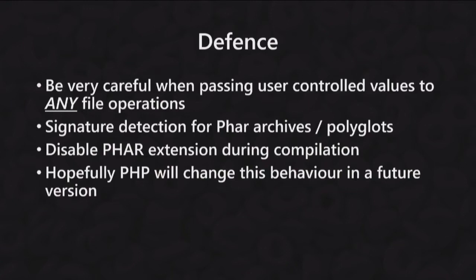I did let PHP know about this a couple of months ago, and I haven't heard back, but I'm hoping in the long term that they'll change the behavior, because there isn't really any reason to unserialize that data at that point. It's a feature that's supposed to be there, that you can have metadata in these archives, but there's no reason to unserialize it until someone specifically requests it, rather than just accessing the archive through the stream wrapper.